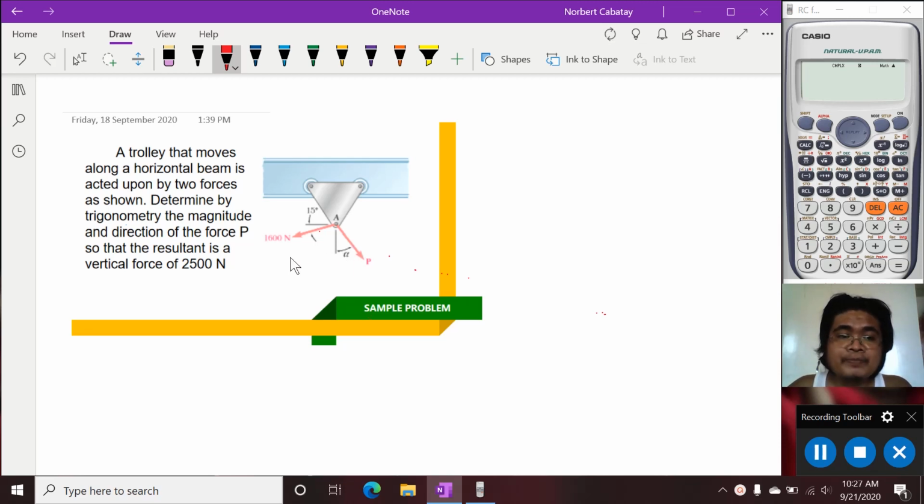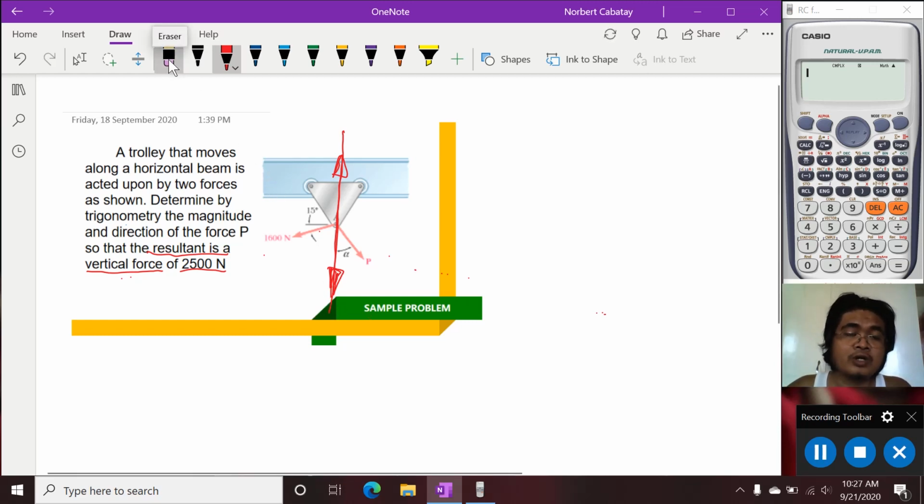In this case, given the resultant, the magnitude of the resultant is 2,500 newtons, but acting vertically. So, if this is the vertical axis, how are you going to draw the direction of the resultant? Are you going to draw it upward? Because there are two possible directions of the resultant, since it only says vertical. It can be upward or downward. But practically speaking, it should be downward.